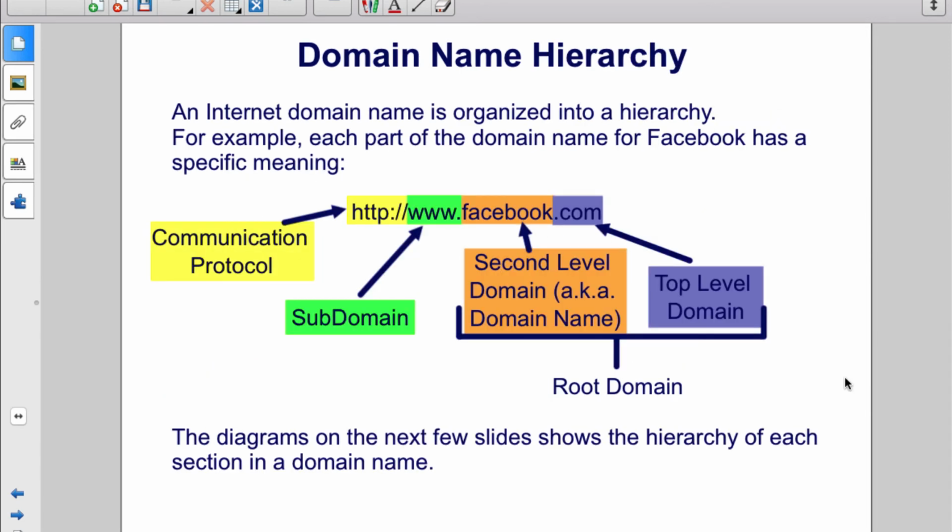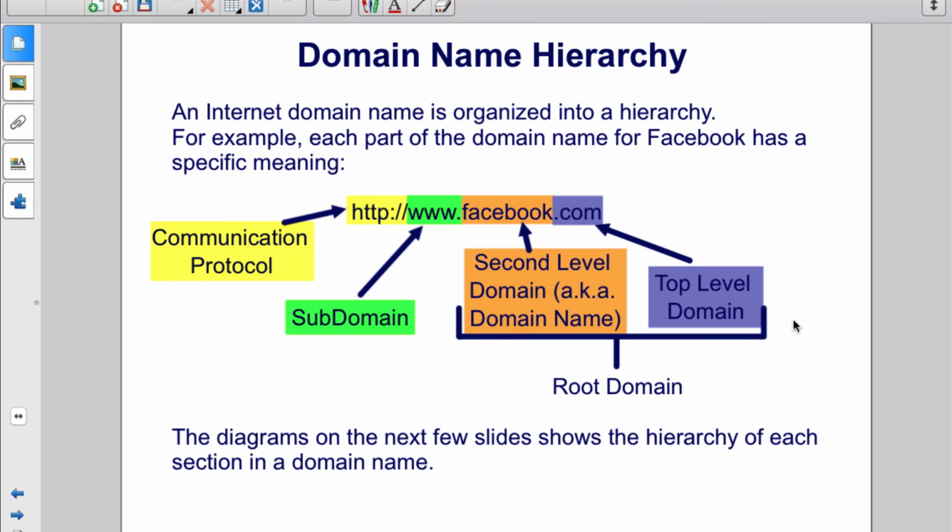An Internet domain name is organized into a hierarchy. For example, each part of the domain name for Facebook has a specific meaning. HTTP:// is the communication protocol, www is the subdomain, Facebook is the second-level domain, aka the domain name, and com is the top-level domain. These two pieces, facebook.com, are called the root domain.